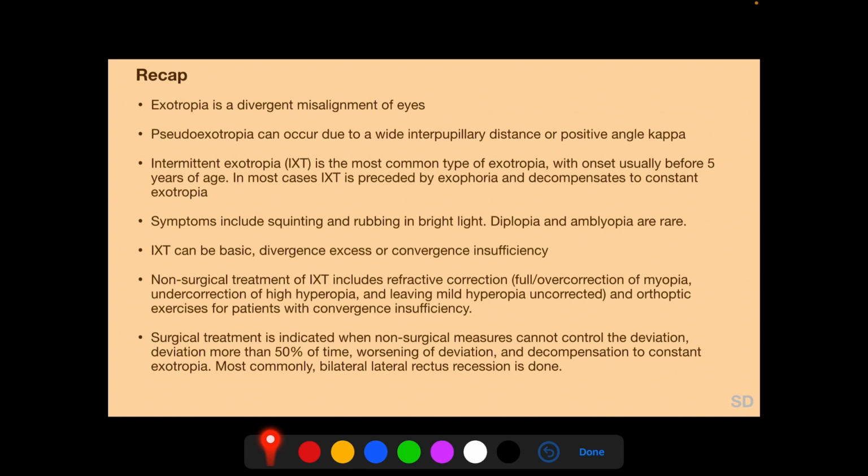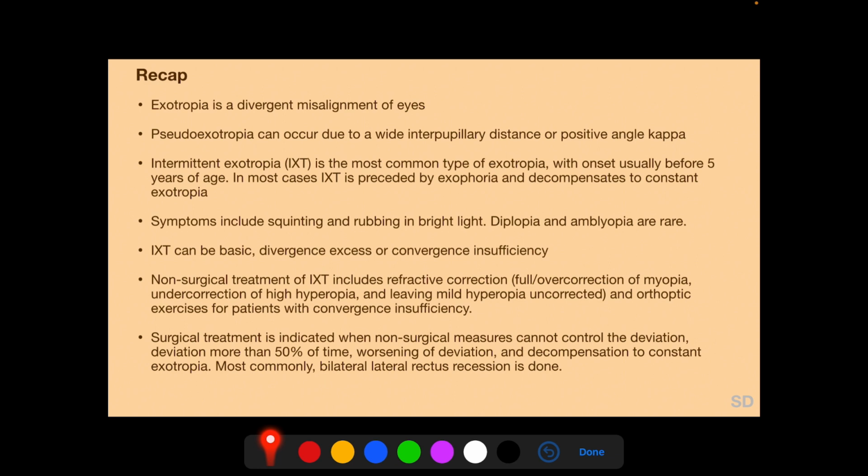Intermittent exotropia can be basic, divergence excess, or convergence insufficiency types, depending on the near distance discrepancy of the magnitude of deviation measured at near fixation and at distance fixation. Non-surgical treatment includes refractive correction, which includes full or overcorrection of myopia, undercorrection of high hyperopia, and leaving mild hyperopia uncorrected, as well as orthoptic exercises for patients with convergence insufficiency.